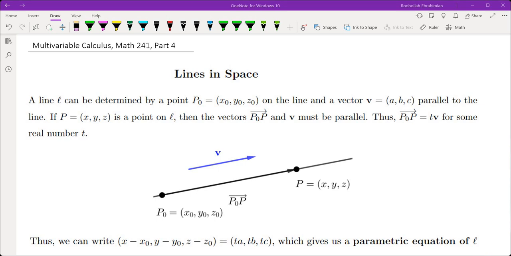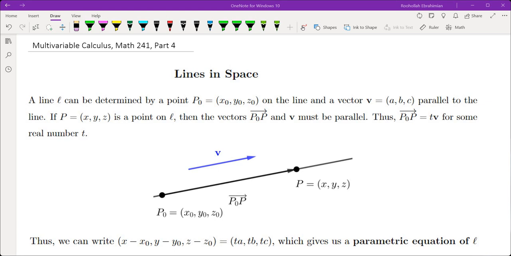Hello, this is the fourth video on multivariable calculus. In this video, we're going to talk about another object in three-dimensional space. This video is about lines in space. So a line can be determined by one point and a direction vector.